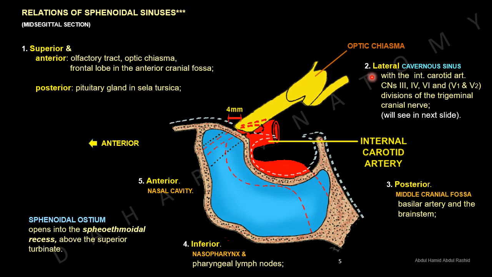Laterally, cavernous sinus with the internal carotid artery, cranial nerves 3rd, 4th, 6th, and 1st and 2nd divisions of the trigeminal cranial nerves. We'll see in next slide. Posteriorly, middle cranial fossa, basilar artery and the brainstem. Inferiorly, nasopharynx, pharyngeal lymph nodes, and anteriorly, nasal cavity.